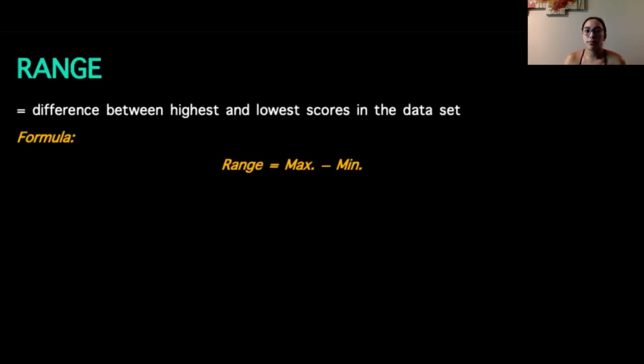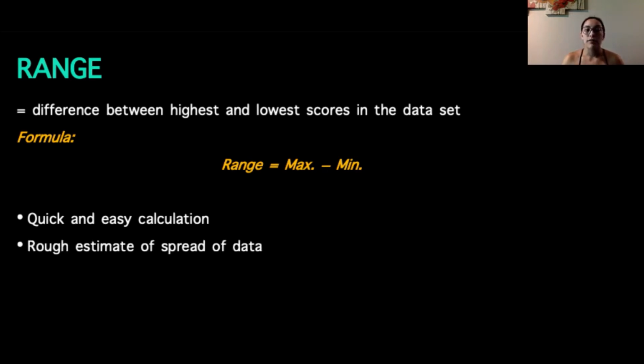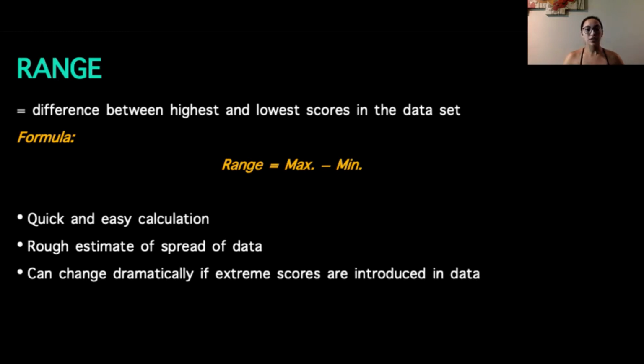The range is perhaps the easiest one to think about, right? You just take the maximum value and then subtract the minimum value from that, and that gives you the range of your data. So it's literally just the difference between the highest and lowest scores in your data set. It is very quick to calculate, right? Simple subtraction. It is a rough estimate of the spread of the data, and it can change dramatically if you have extreme scores introduced.